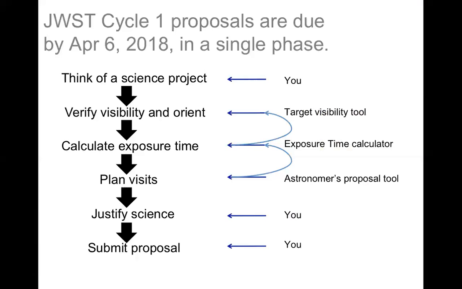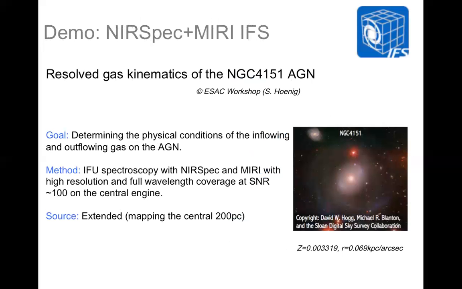All right, so we'll go through each step as usual. Just to remind you that the proposals are due April 6th this year. You will have to submit your phase 1 at the same time. Here we'll go through the ETC, the exposure time calculator, and the astronomer proposal tool.